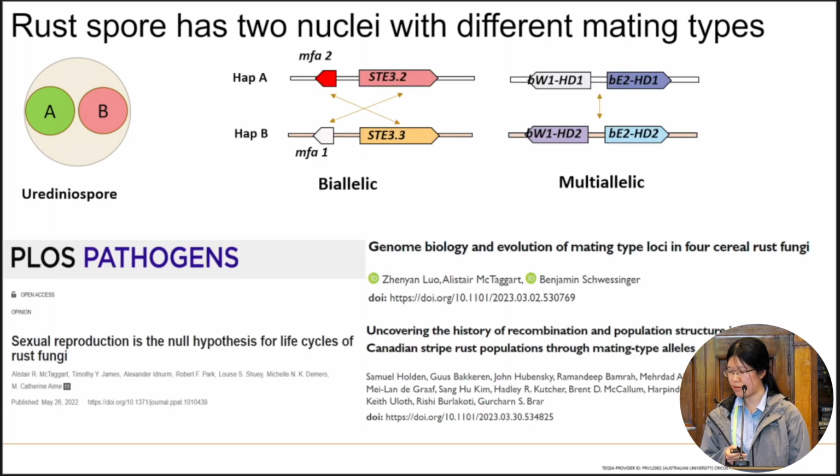In previous studies, we know the PR locus in cereal rust fungi, as well as the Apiosidae, are likely to be biallelic. But the HD locus is multi-allelic, and HD genes in the HD locus can be very diverse. So we are thinking about whether we can make use of the variations in the HD genes to distinguish isolates.